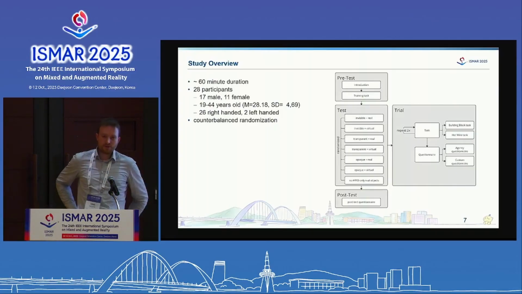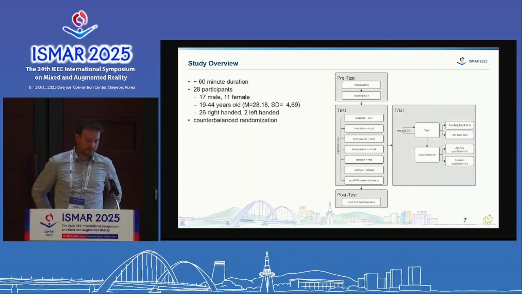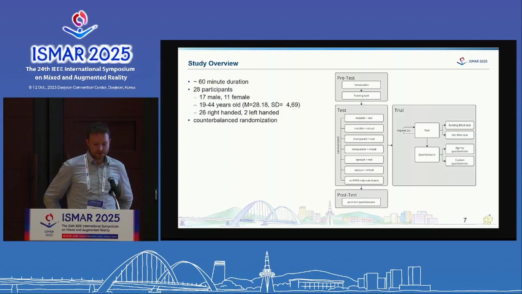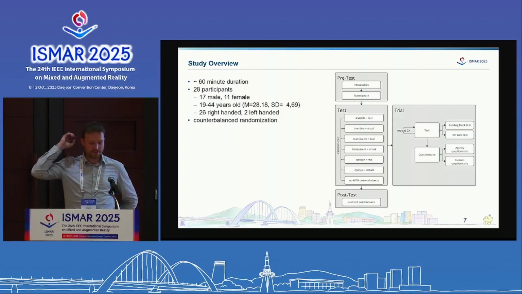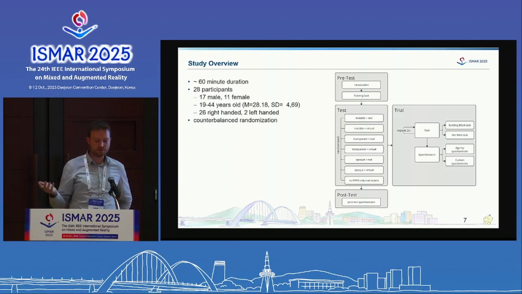So, as an overview for this study, it took roughly 60 minutes per participant. We had 28 participants, and they did a pre-test with a short introduction, then a training task. The training task was only focused on the virtual interaction, so only the virtual cubes, because that is the most difficult part, knowing how to grab virtual objects. Everybody has picked up real objects, so there's no need for training that.